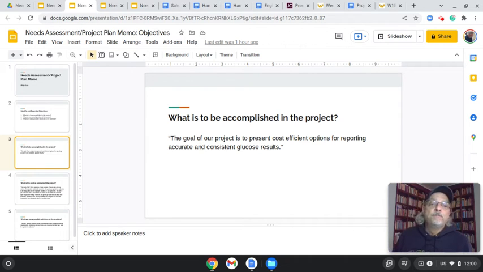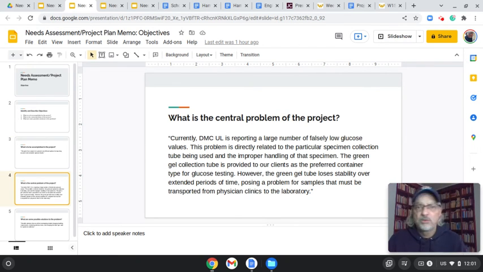So in our sample, they say the goal of our project is to present cost-efficient options for reporting accurate and consistent glucose results. All right, so this gives us an idea that something is going on with the result, not only perhaps in a cost-efficient way, but there's a problem, something with accuracy and being consistent. So they set us up there with the goal. Nice, bold, short and sweet, to the point. You don't have to have one sentence. Yours could be a couple of sentences.